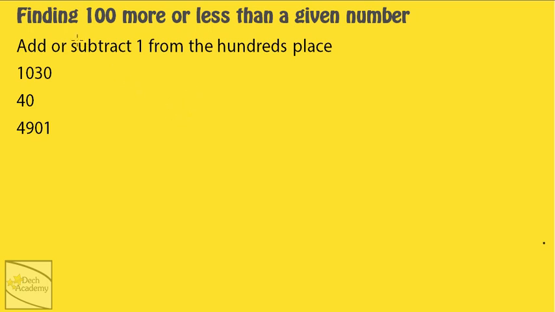Here I'm going to show you how to find 100 more or less than a given number. We just looked at finding 10 more or less than a given number, and the rule there was to add or subtract 1 from a tens place. In this case, we're finding 100 more or less. So we're going to add or subtract 1 from the hundreds place.